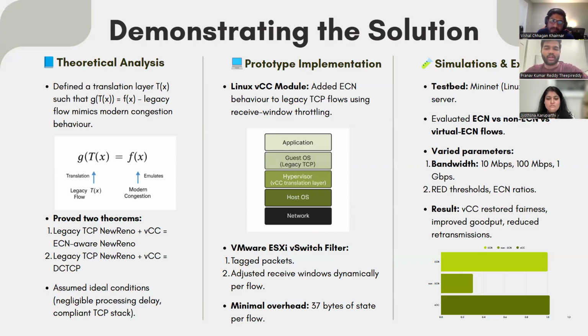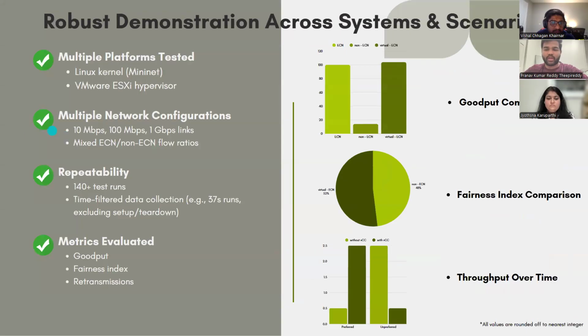So coming to the next slide, on robust demonstration across systems and scenarios. To make sure the authors' approach wasn't confined to a single setup, they tested it across multiple environments. First on Mininet Linux for simulation and scalable testing, then VMware ESXi for real hypervisor-based experimentation, as you can see in the slides. They ran the virtual congestion control under multiple network speeds, that is 10 Mbps, 100 Mbps, and 1 Gbps links, and mixed flow types, that is ECN, non-ECN, and virtualized ECN.